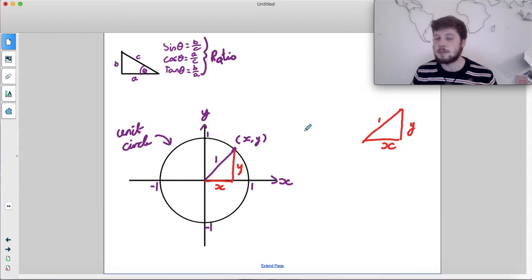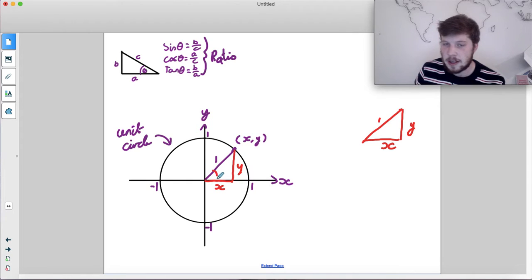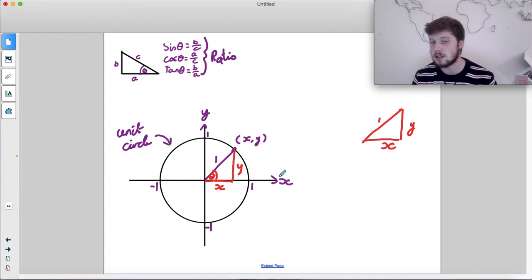And I think about my trigonometric ratios, well, I would first of all need to define my theta. My theta I am going to define as the angle between the positive x-axis and some point on the curve, whether it be over here or over here. It's just defined as the angle between the positive x-axis and that point. So for my isolated triangle, theta would be here.